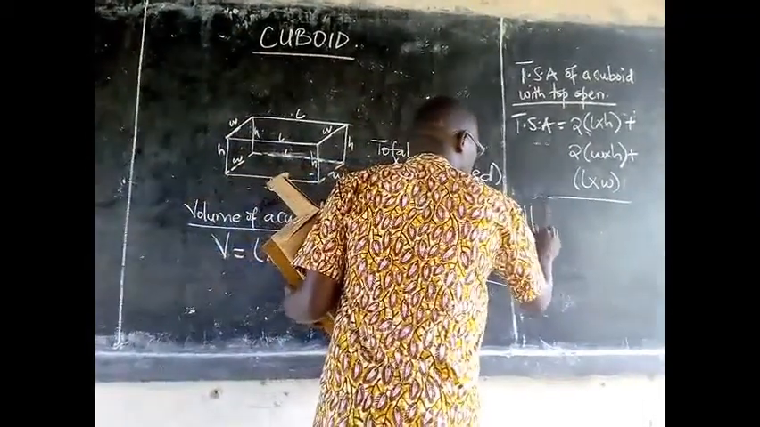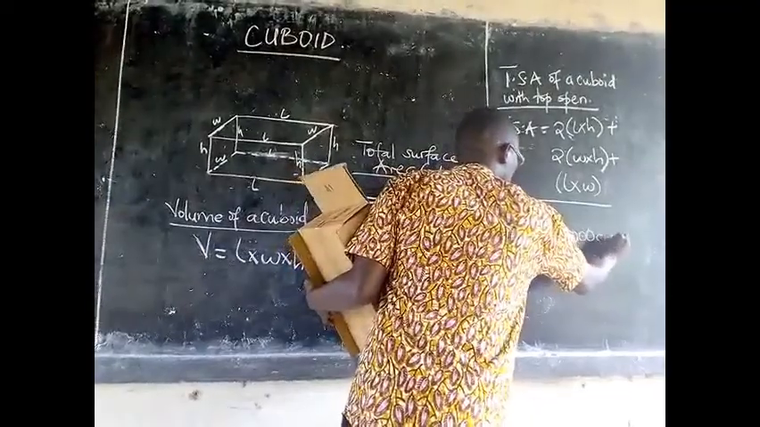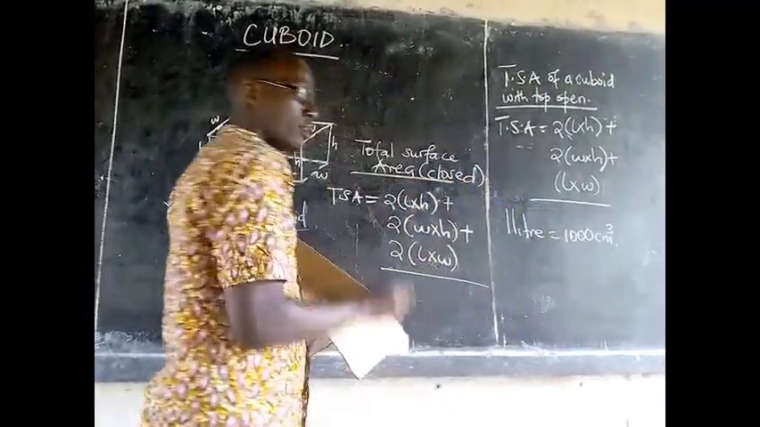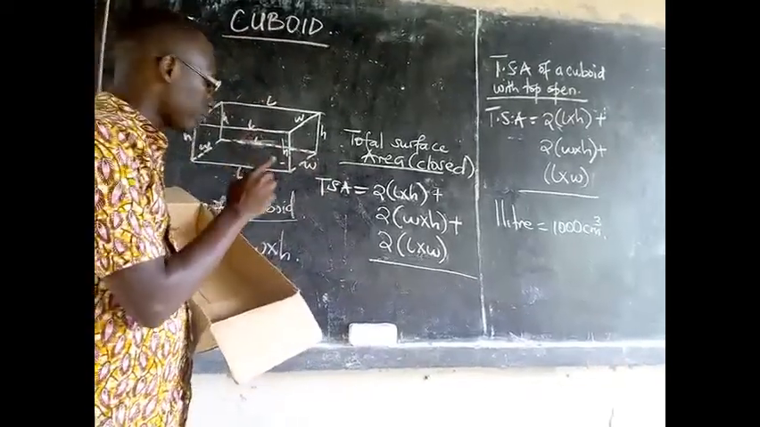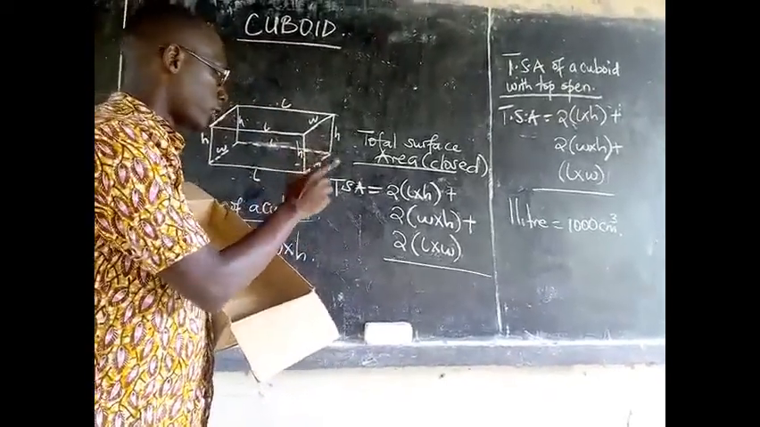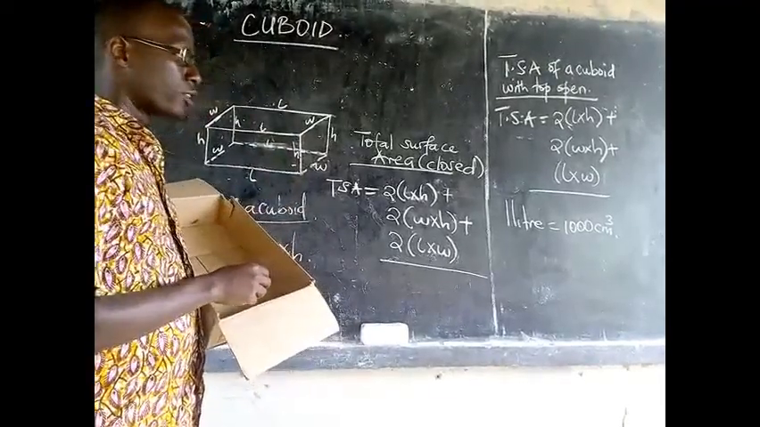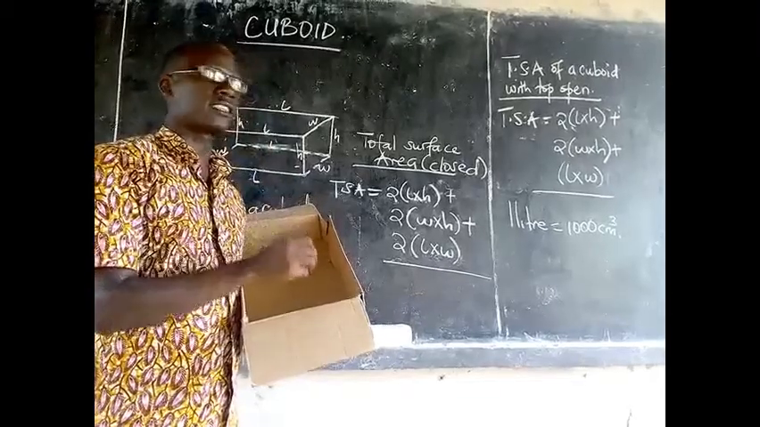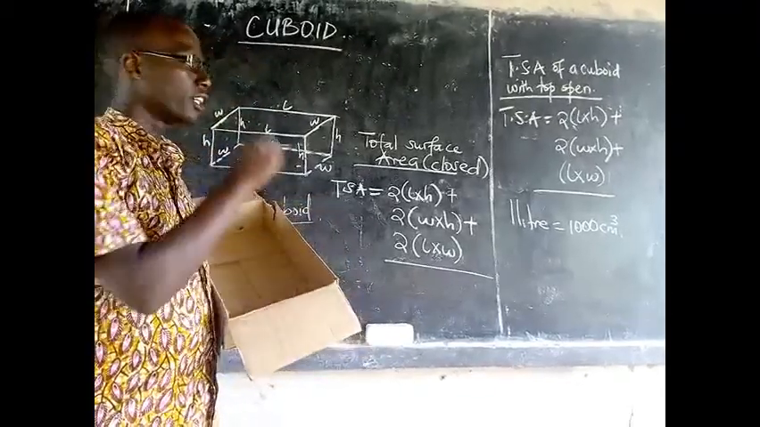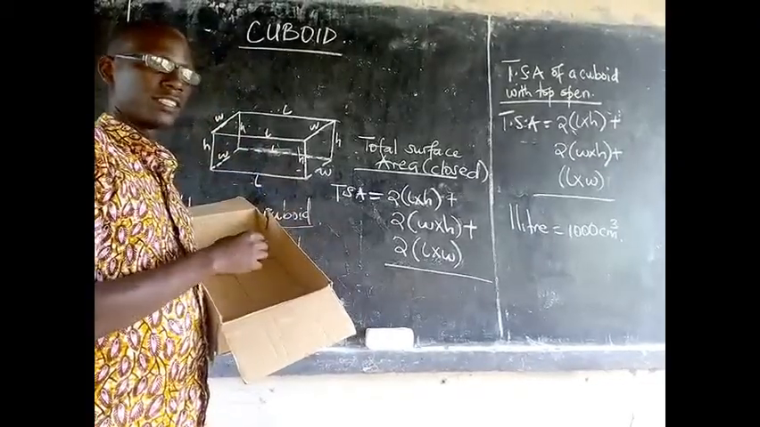That 1 liter is 1,000 cubic centimeters. Please remember, if you are to convert from cubic centimeters to liters, that is the relation there. So if a question is asked, calculate the capacity, please get the volume. After getting the volume, convert it to liters.